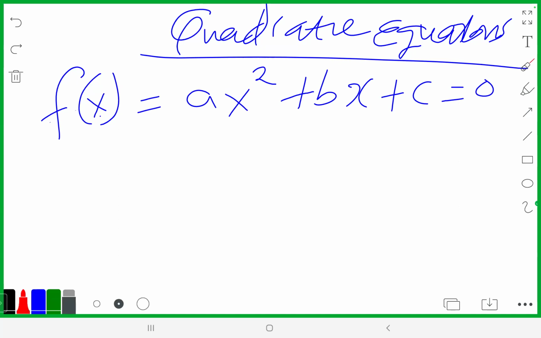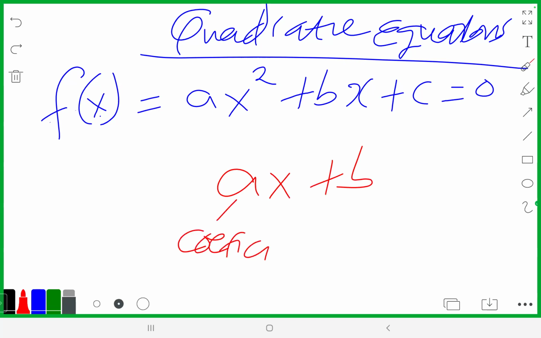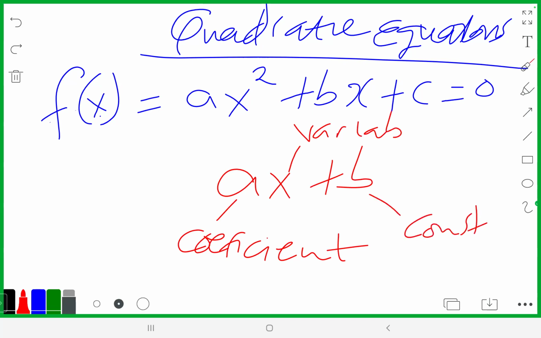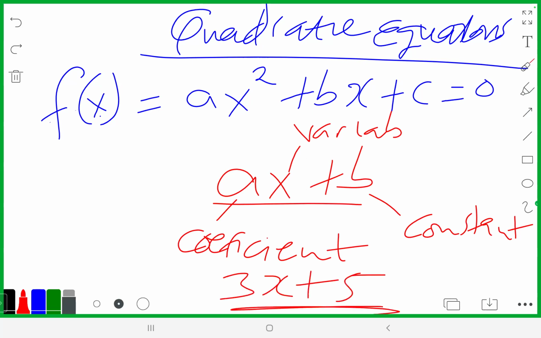If you remember very well where you started from in grade 9, junior secondary, you learned about functions. You learned that you can have the linear function of the form ax plus b, where a is called a coefficient, a number before the letter, then the letter itself is called a variable, and b is called a constant, the number without any variable. So you can have an equation of this form, maybe, let's say, 3x plus 5. These are called linear equations.